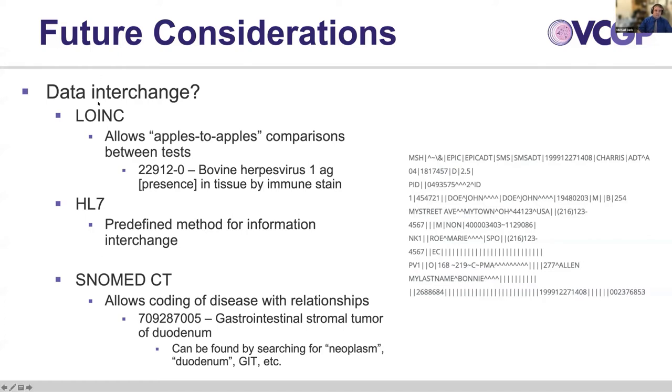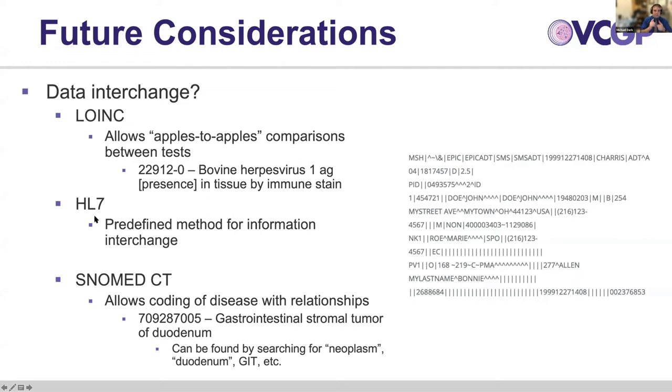LOINC is a system that allows you to describe a laboratory test so that you can say, this is the test that my lab does. To give you an example, they have veterinary tests in here as well. This LOINC code, 22912-0, is bovine herpes virus 1 antigen presence in tissue by immunostaining.